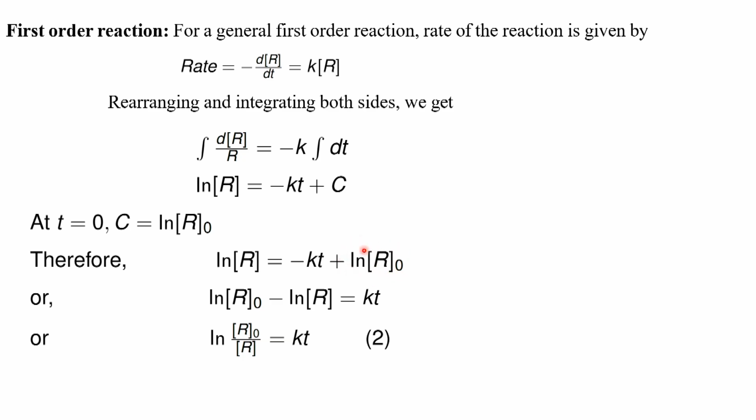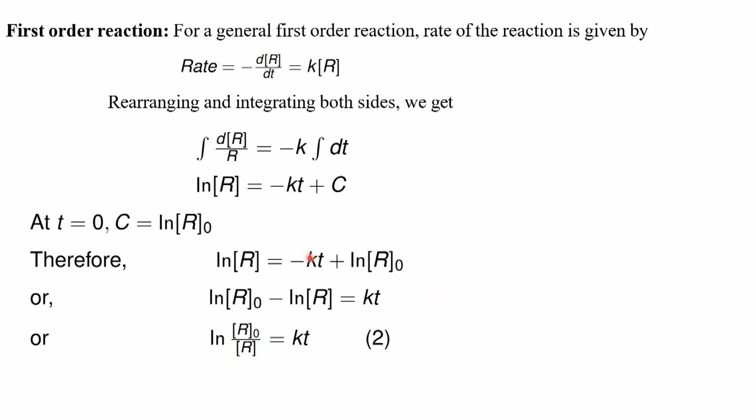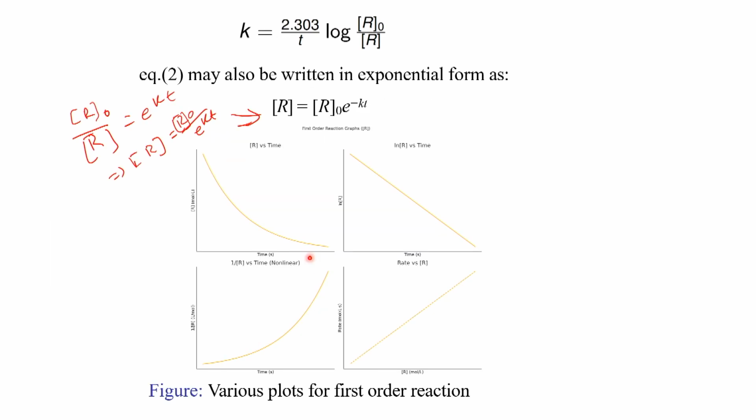So this is the intercept, this is y, this is c, and this is mx. So from the slope we get the value of minus k. Okay, so we get r. If we plot ln r versus time, we get a straight line with a negative slope, and the slope is nothing but minus k here.